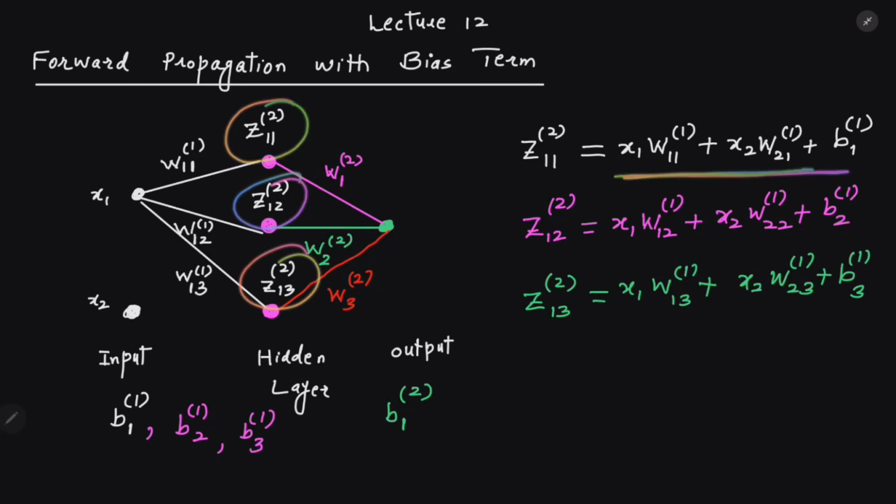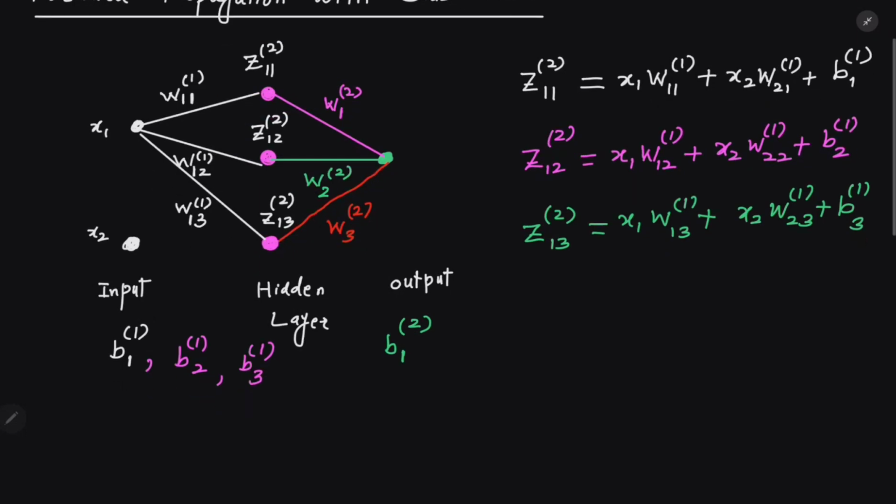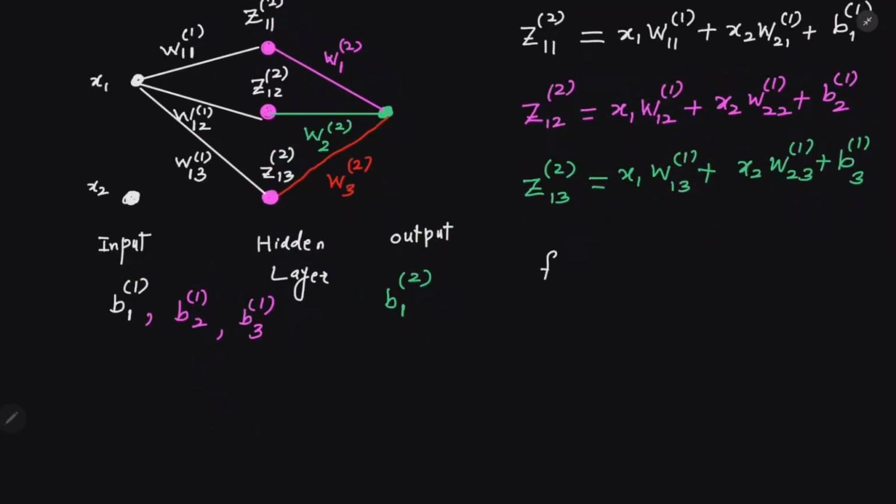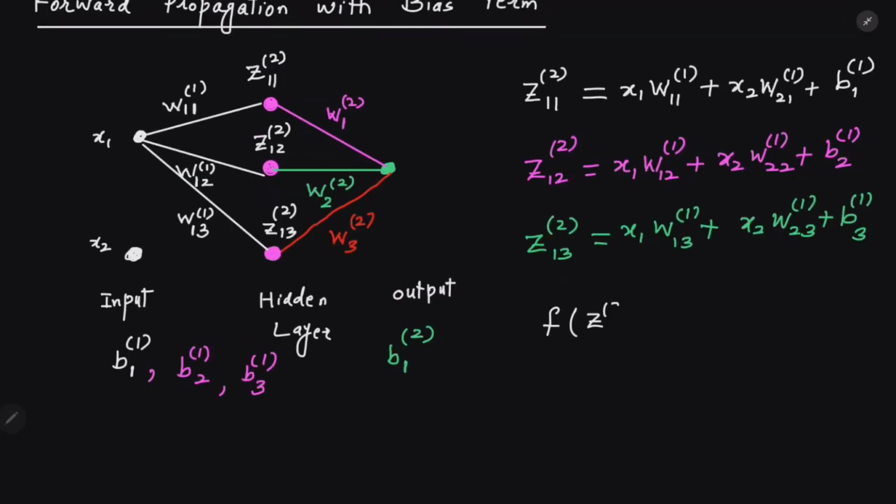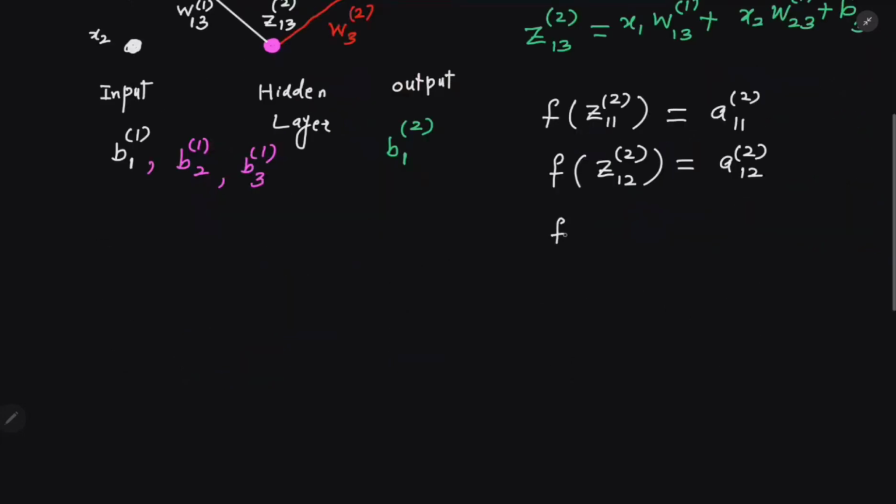Then we apply the activation function to introduce nonlinearity in the data. So f(Z2 1 1) will be equal to A2 1 1. Then the activation function applied to Z2 1 2 will be equal to A2 1 2, and f(Z2 1 3) is A2 1 3.